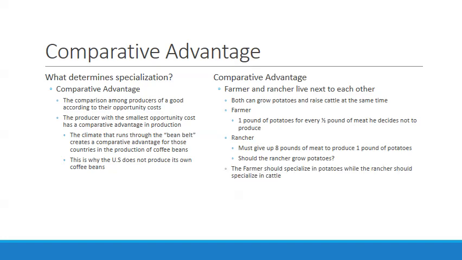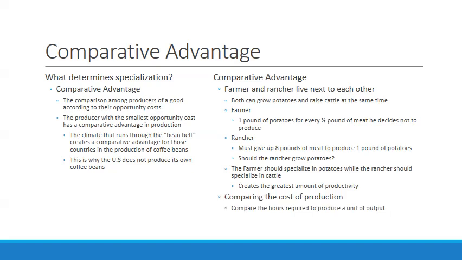So the farmer should specialize in potatoes, while the rancher should specialize in cattle, and then they should trade with each other. This creates the greatest amount of productivity. And that's the key here: by trading you increase your productivity levels because you're not wasting resources on an item you shouldn't be producing. So when you compare the cost of production, you can compare the hours required to produce a unit of output, or you can compare the opportunity cost.